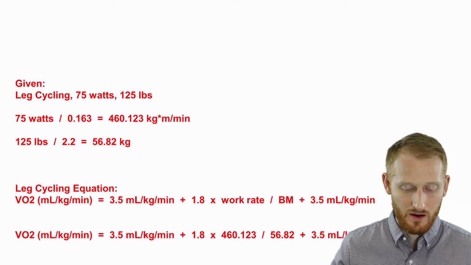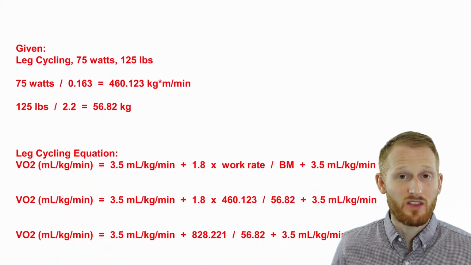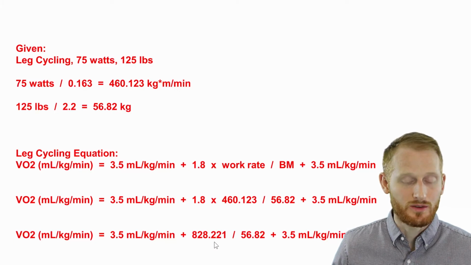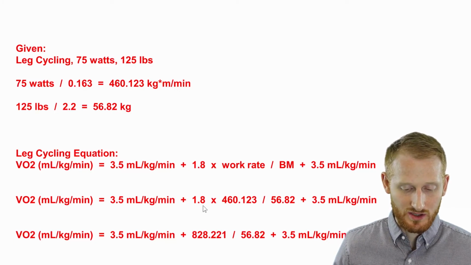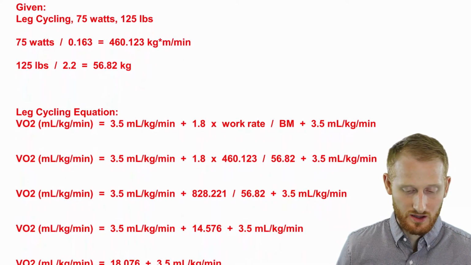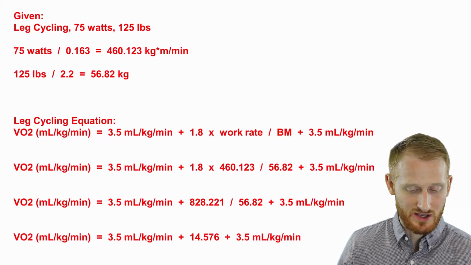All right, and so let's do this step by step here. The first thing we're going to do is multiply 1.8 times 460.123, and that gives us 828.221. The next thing we're going to do is divide that by the 56.82, and that's going to give us 14.576. All right, now everything is addition, so we just have to add it all up.